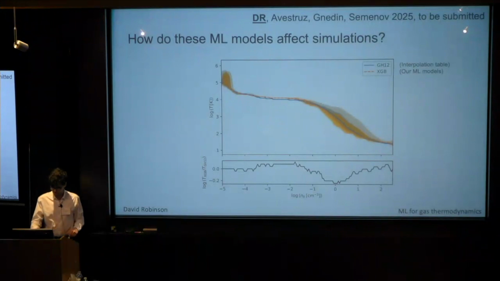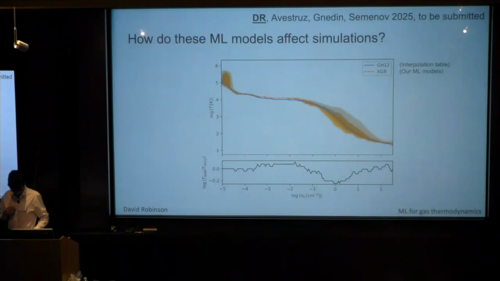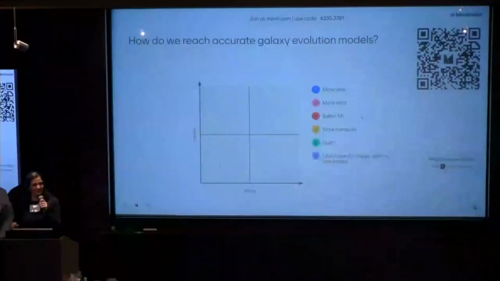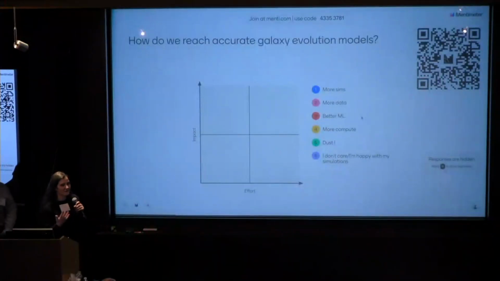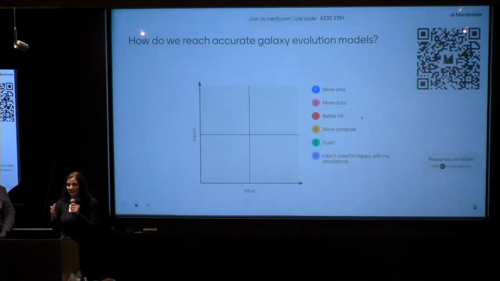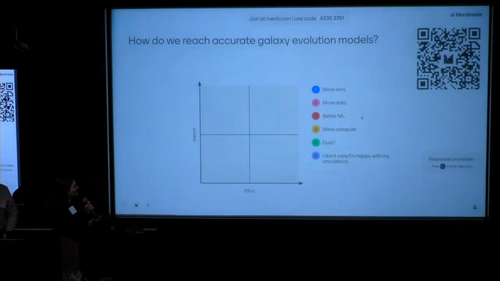Okay, very good. Let's thank David again and all of the speakers of this session for the wonderful set of talks. And I think that we are ready for discussion. Perfect. Now you can hear me. Great. All right. So to keep us a bit awake and motivated, we are very brave. We're going to do this live. Take out your phones, scan the QR code, and start voting. How do we reach accurate galaxy evolution models?